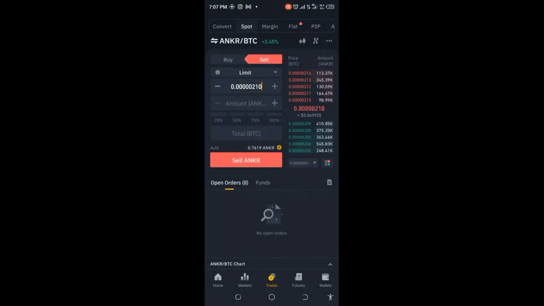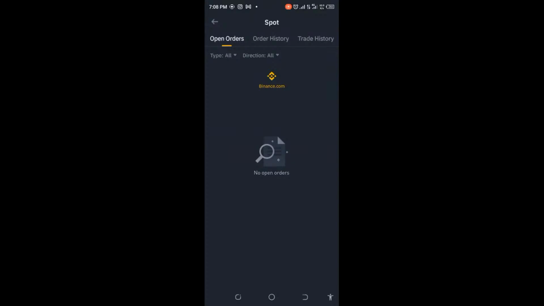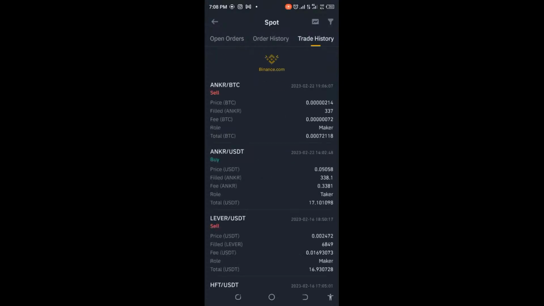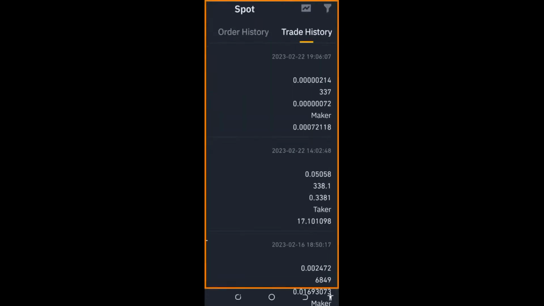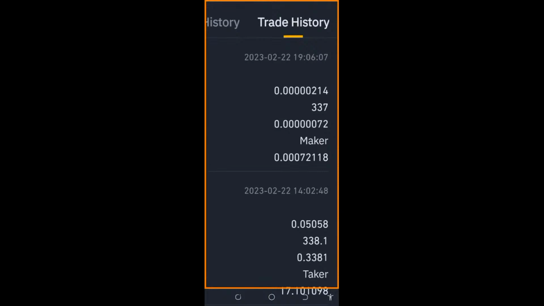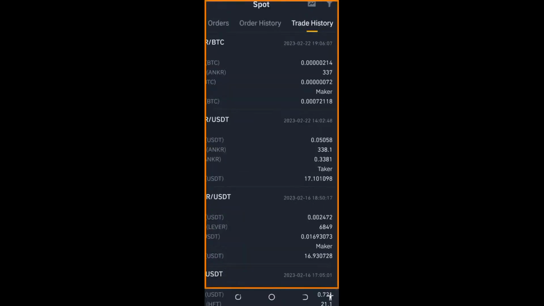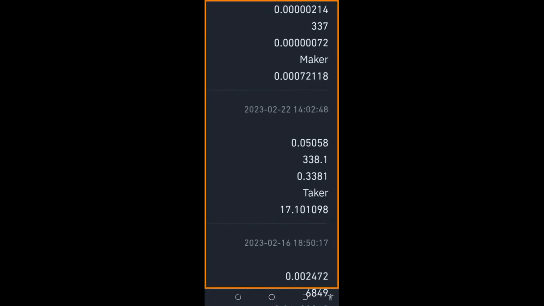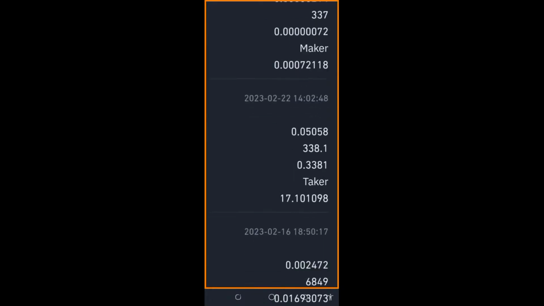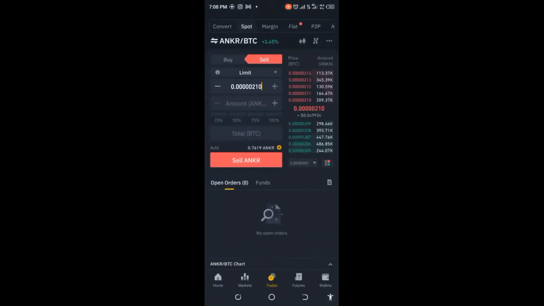Okay, I'm back. So now it's already sold to BTC. So let's go check and do this quickly before BTC goes down. Let's just check the trade history. All right, so it's already sold, and we got 0.0007218. Okay, and how many hours did that take? Let's see, 14:02 and then 19:00, like about 5 hours. But let's go ahead and just quickly do this.